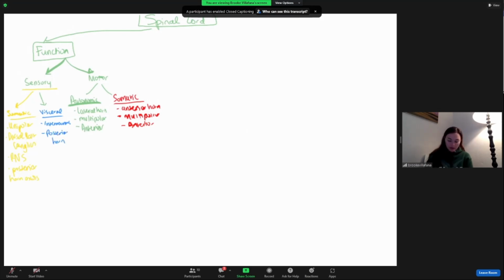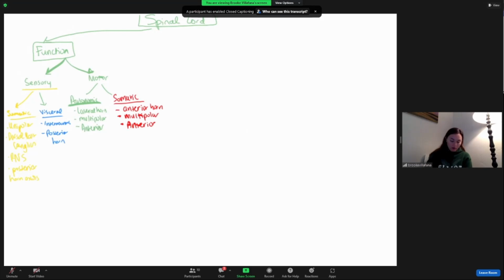This says anterior horn. Sometimes I think my screen has like a damage on it, and sometimes it randomly does that where it won't write for me, multipolar. I don't know why exactly it does that. Anterior. See, it's doing it again. I'm not really sure why it does that.